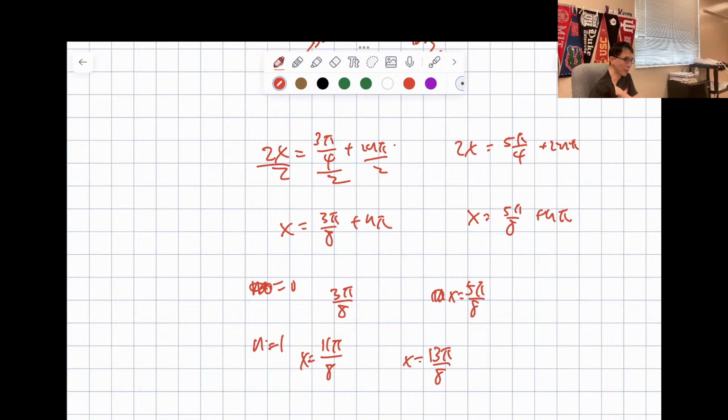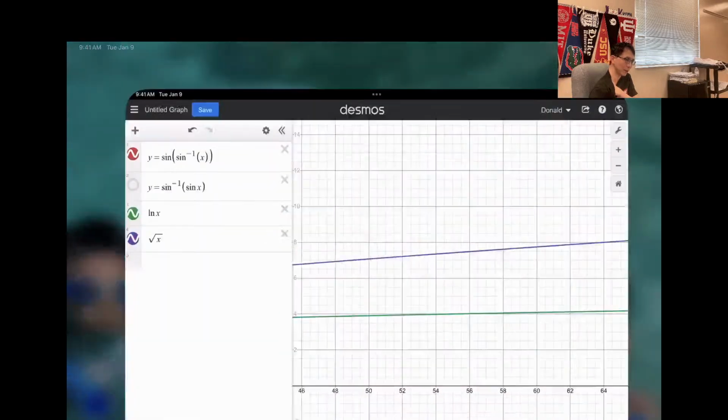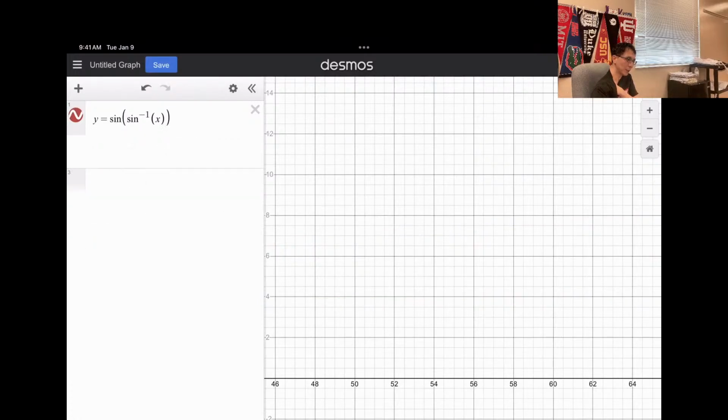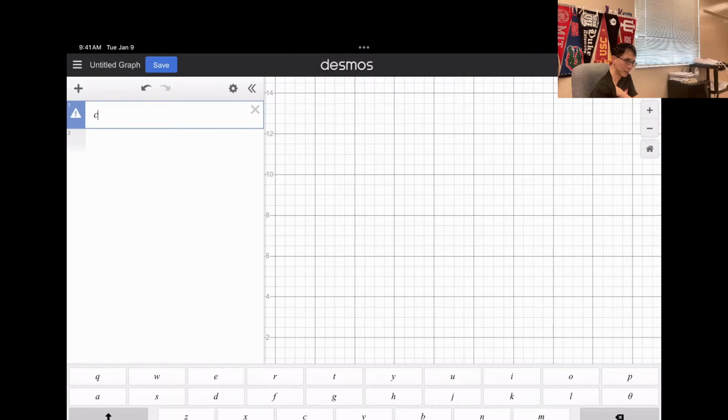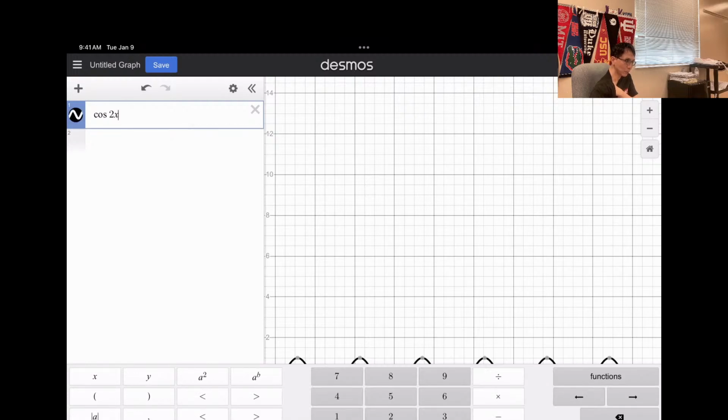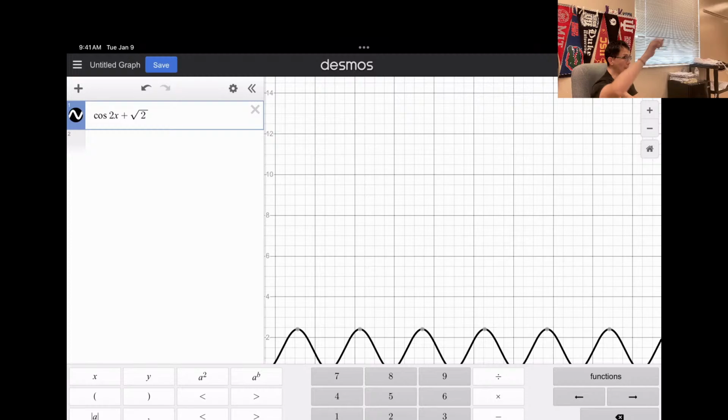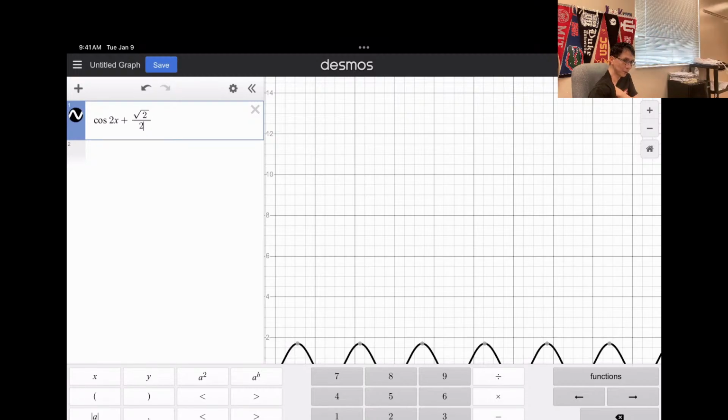And if you want to check your answer, see if it's right, then you're gonna do cosine of 2x, right? Cosine of 2x plus root 2 over 2. Why did I do plus? Because I moved the subtraction to the other side. Divided by 2 root 2 over 2.